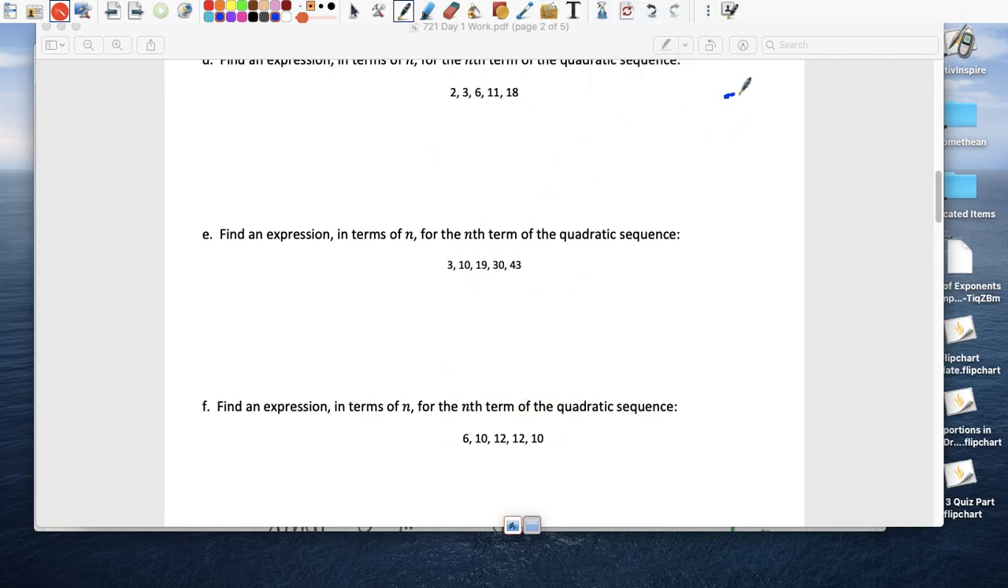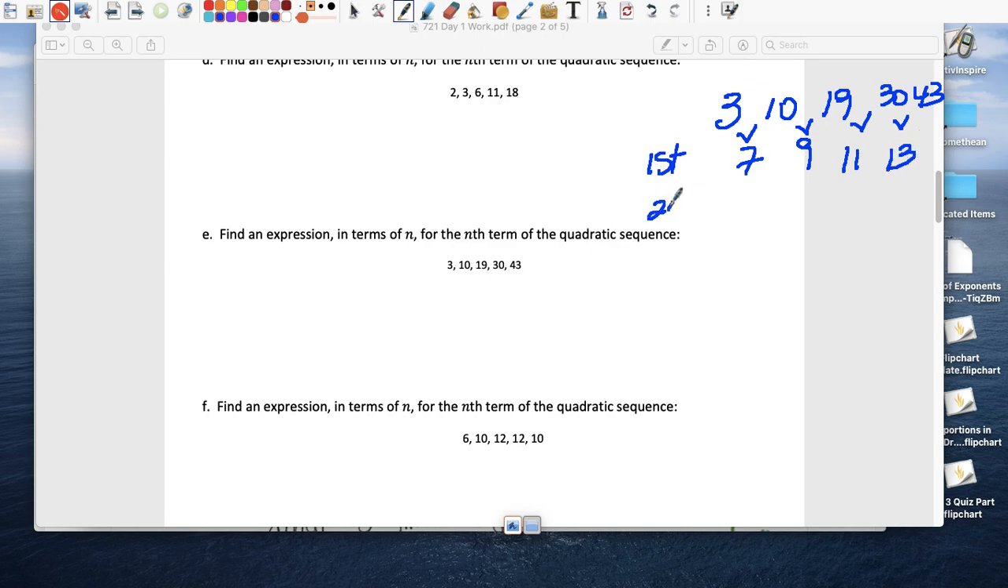Let me get some room over here. 3, 10, 19, 30, 43. Take the first difference. This is 7. This is 9. This is 11. This is 13. Second difference is, sorry, not 4, it's 2. This is 2, and this is 2. So again, we know it's quadratic because we took 2 differences, and our coefficient is going to be 1.